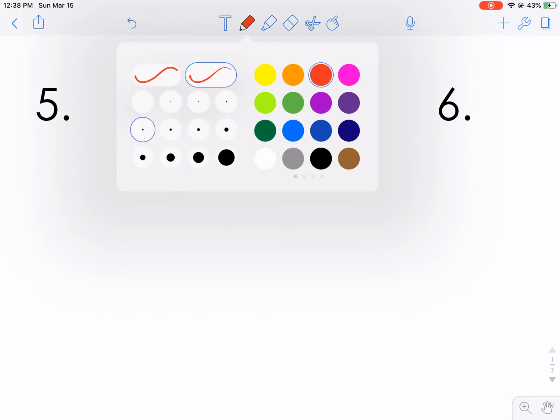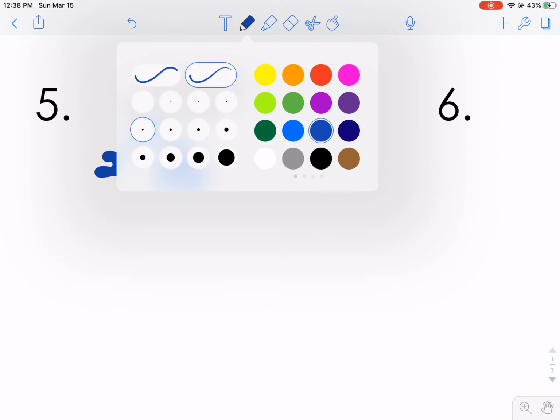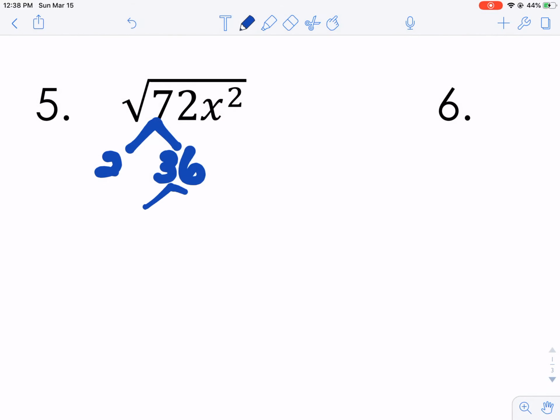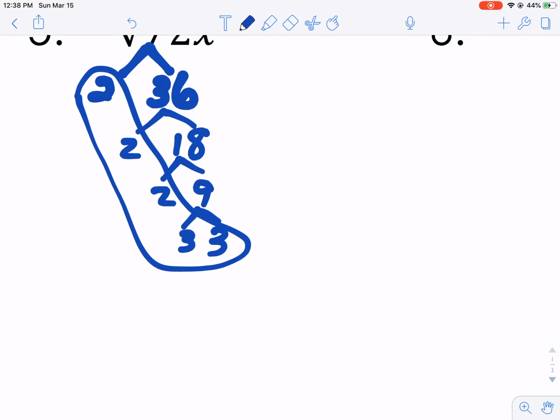Alright, throw some letters in with the mix. Don't worry about those, we'll do the numbers first. It's even, so 2 times 36. 2 times 18. 2 times 9. Now, first time we've seen a number that's not even. 2 doesn't go into 9 evenly, so I need to find another number. Well, the next number up from 2 is 3, and 9 can be divided by 3. It's 3 times 3. So here's my hockey stick.